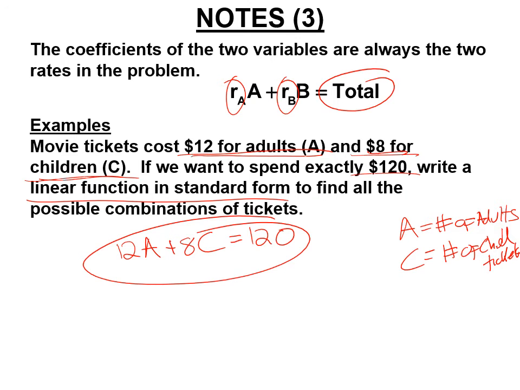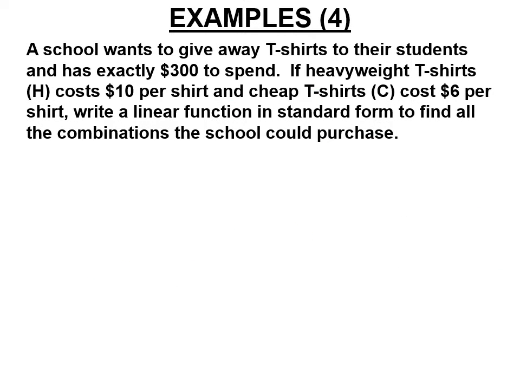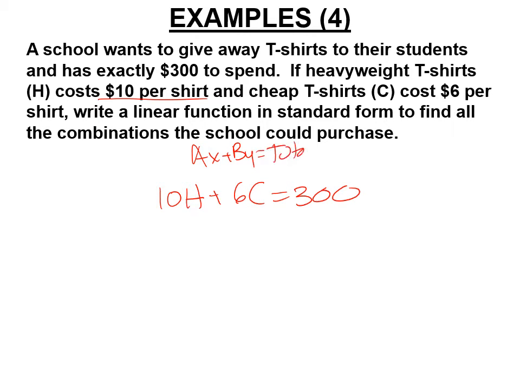All right. Let's do another one. A school wants to give away t-shirts to their students and has exactly $300. So that's the total we have to spend. Heavyweight t-shirts cost $10 per shirt, so the coefficient of H is 10. Cheap t-shirts cost $6. The coefficient of C is 6. Write a linear function in standard form. It's going to look like this: Ax plus By equals the total every time.